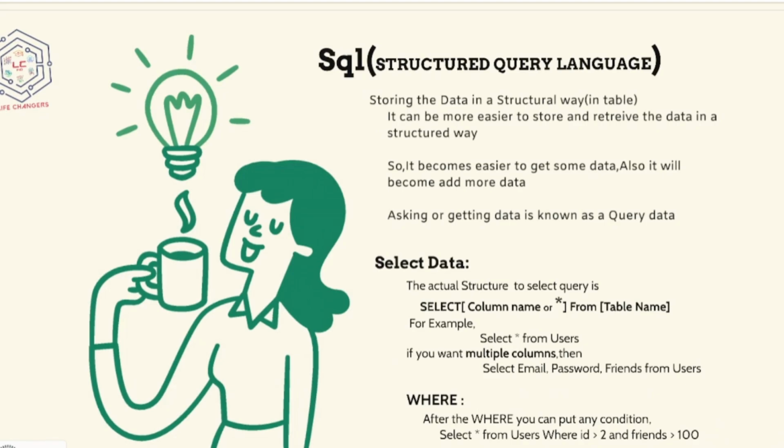That's why while coding you are using Python. However, while storing and manipulating data, you will have to use another special language, right? That language is called structured query language because you are storing data in a structural way. Once you have data in a structured way, it becomes easier to get some data. Also, it will become easier to add more data. Asking for data or getting the data is known as querying data.